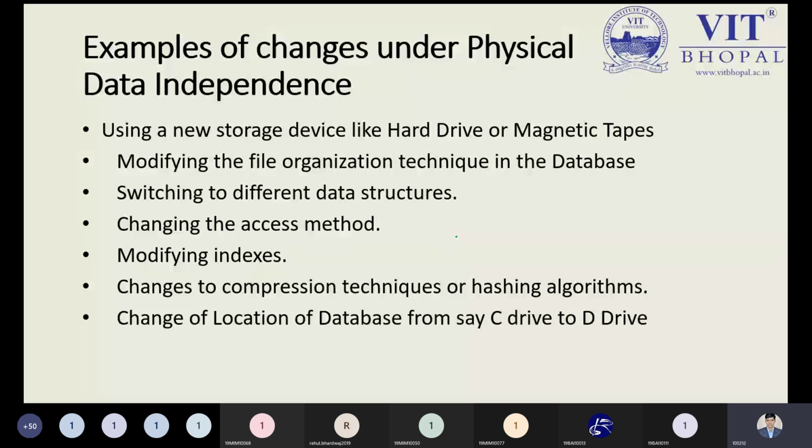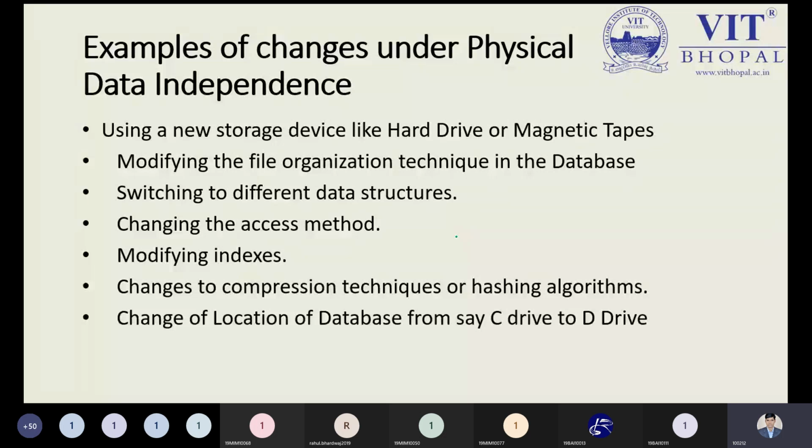And changes of the location from one device or one disk to another. I have my student database, and if I need to show my project at another college, I bring the database in my pen drive, insert the pen drive into another laptop or desktop, and copy or transfer the database. Then the actual stored information or actual schema will not be changed at any level. So this is physical data independence.